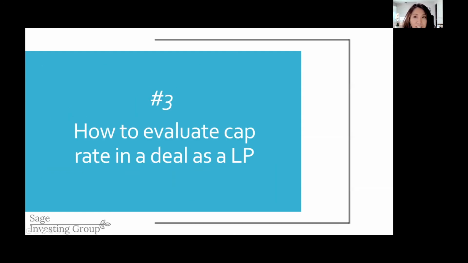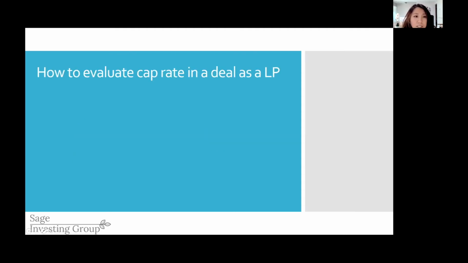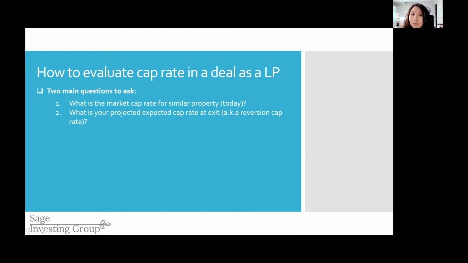Moving on. Okay, number 3, how to evaluate cap rate in a deal as an LP investor. In a syndication deal, a property is typically modeled in Excel to determine the projected returns. And of course, you want to be conservative in your model. As an LP investor, there are really 2 main questions to ask in regards to your cap rate if you want to determine if the underwriting is conservative. They are: 1, what is the market cap rate for a similar property? And 2, what is the projected expected cap rate at exit, also known as the reversion cap rate?